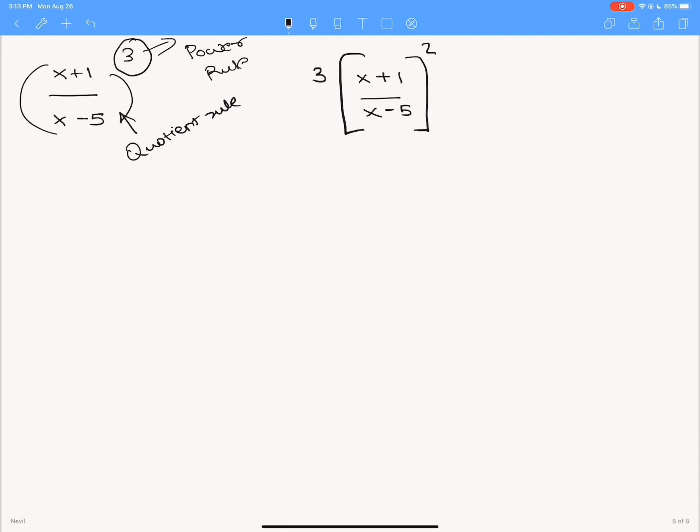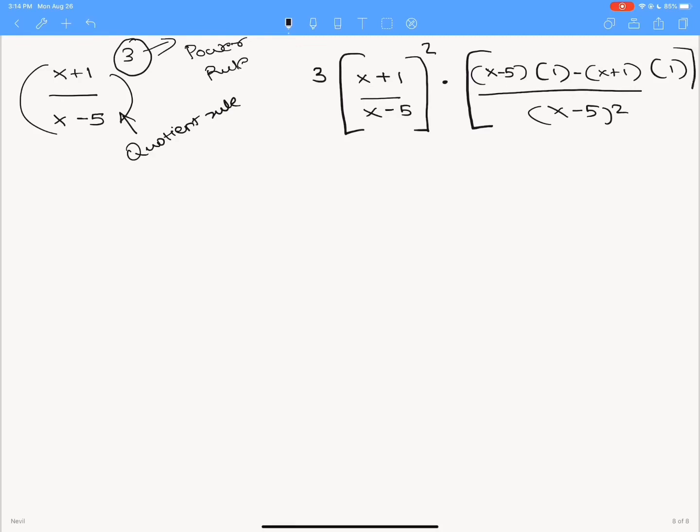So when you go inside, you're going to do the quotient rule. So how are we going to do the quotient rule? You're going to go inside and just do the quotient rule like you usually do. You're going to bring the denominator to the top, multiply it with the derivative of the top, x plus 1, which is 1, minus x plus 1 into the derivative of x minus 5, which is just 1, divided by x minus 5 the whole square, and there you go.